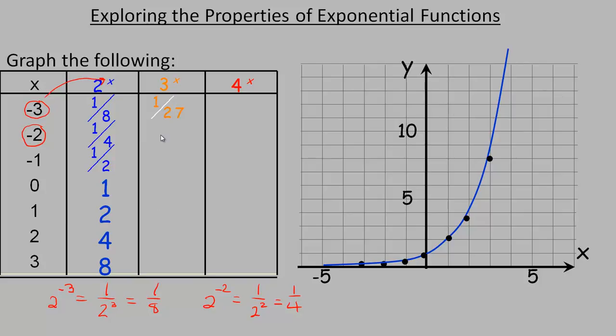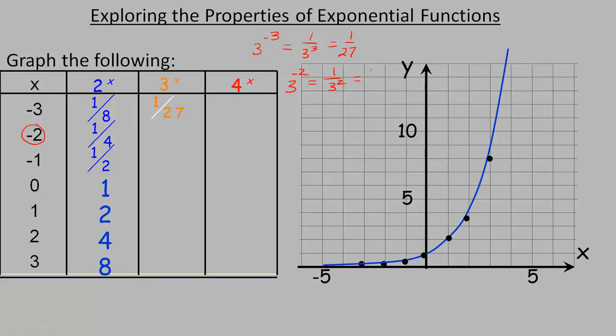So the next one, I'm going to actually just get rid of these fractions here. So next we're going to do the 3 to the x graph. So I'm substituting this -3 in place of x here. So we would go 3 to the power of -3, which is 1 over 3 to the power of +3. And that means 3 times 3 times 3, which is 27 in the denominator. So that's where the 1 over 27 comes from. Next, I'm going to put -2 in place of x. So we would go 3 to the power of -2, which is 1 over 3 squared, or 1 over 9. So that would be the next one.